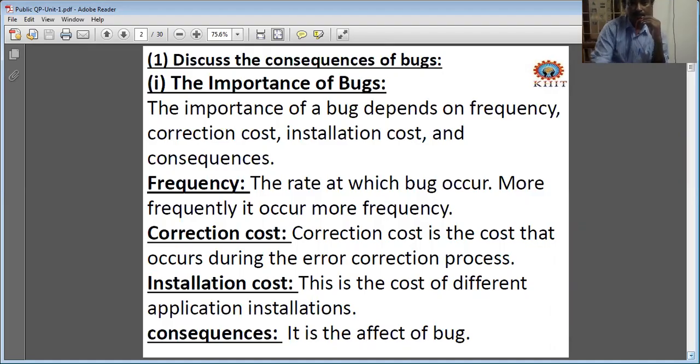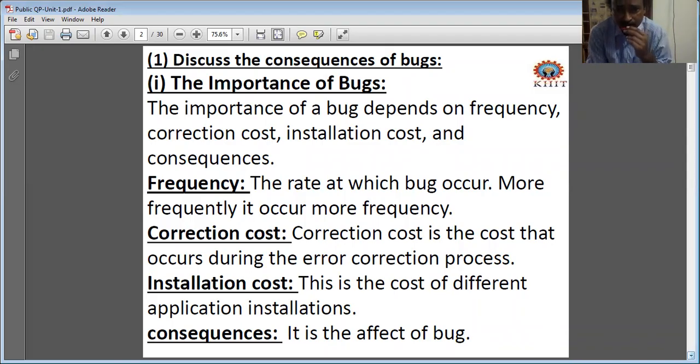The importance of a bug depends on, number one, frequency. Second one is correction cost, and the third one is installation cost and consequences. Frequency is the rate at which a bug occurs. The more frequently it occurs, the more important it is.